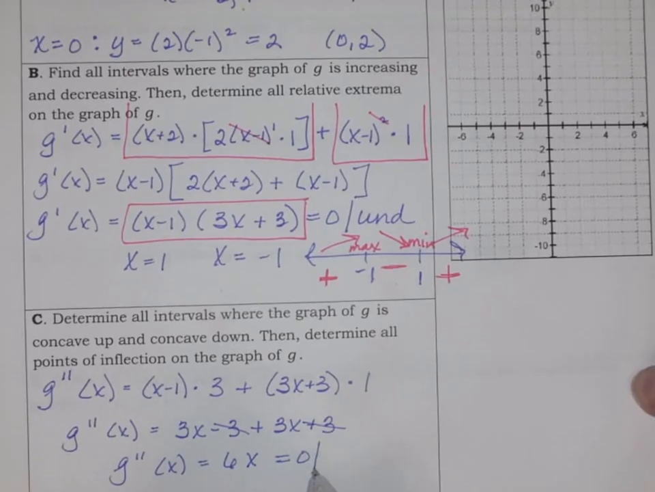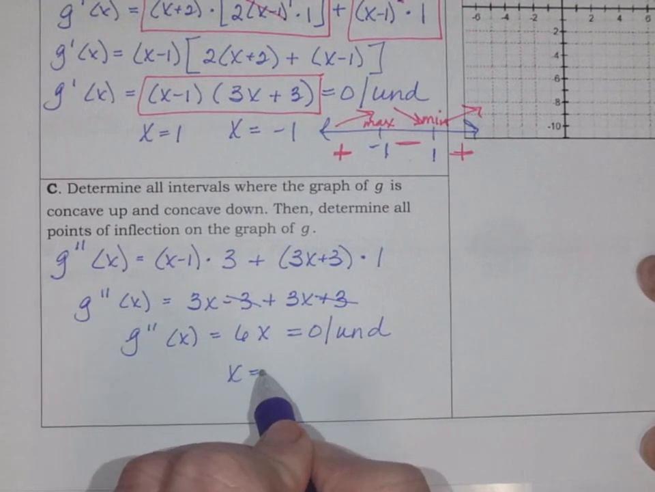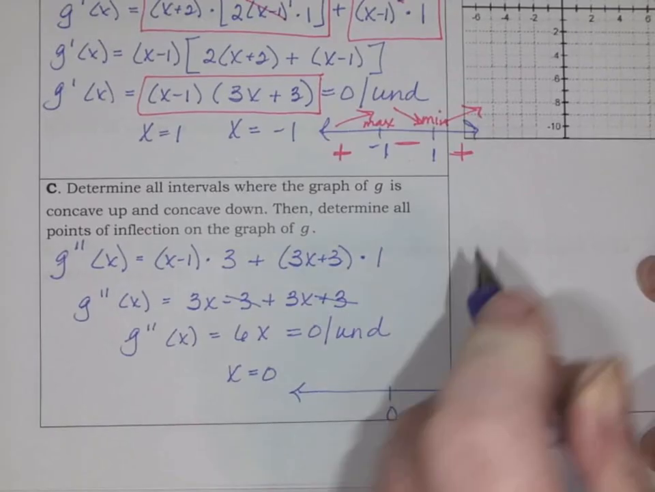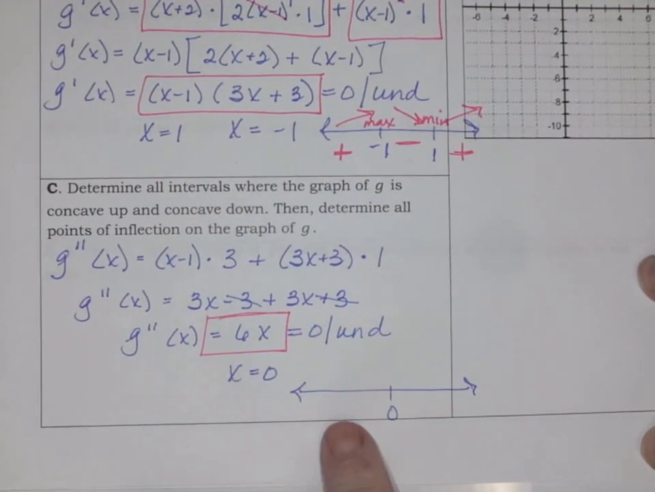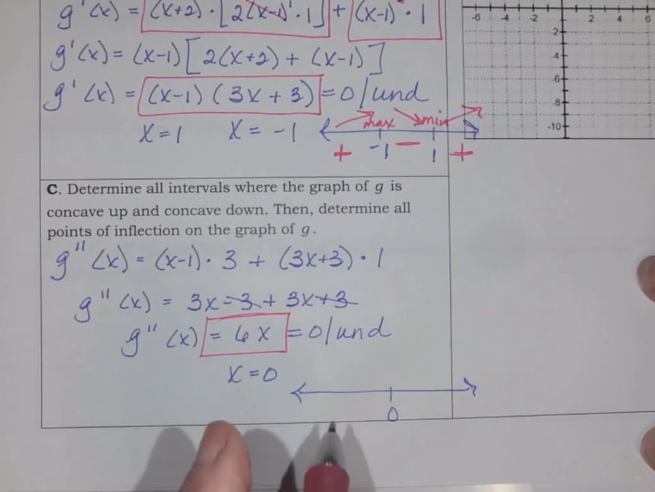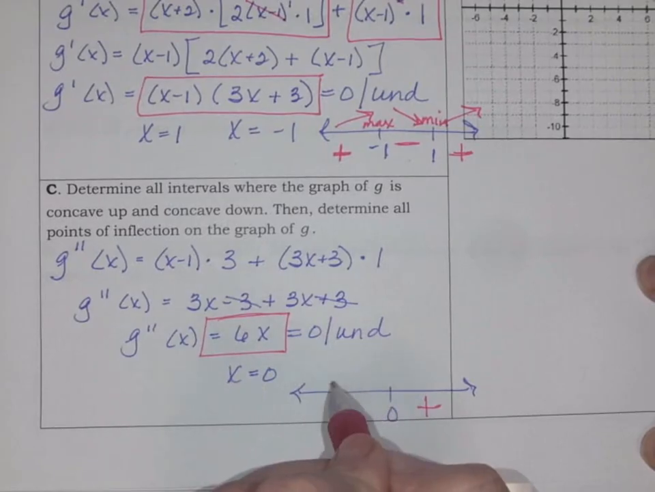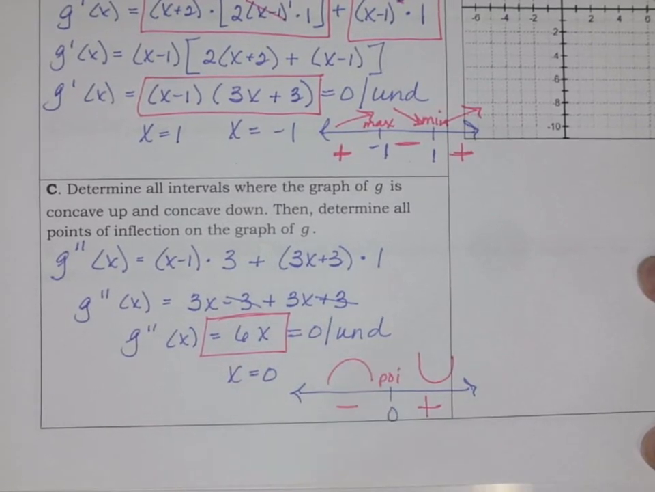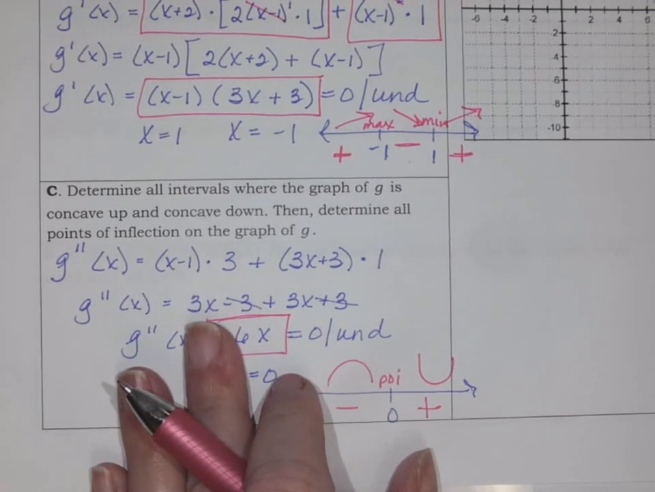We want to know where that's 0 or undefined. Well, it's a line, so it's never undefined. So it's 0 at x equals 0. So now I'm going to do my little sign chart. I'm going to be plugging into my second derivative. So when x is negative, my derivative is negative. When x is positive, my derivative is positive. So we're concave down, concave up, and here's my point of inflection. All right, so now what we're going to do is we're going to use all of that to sketch our graph.